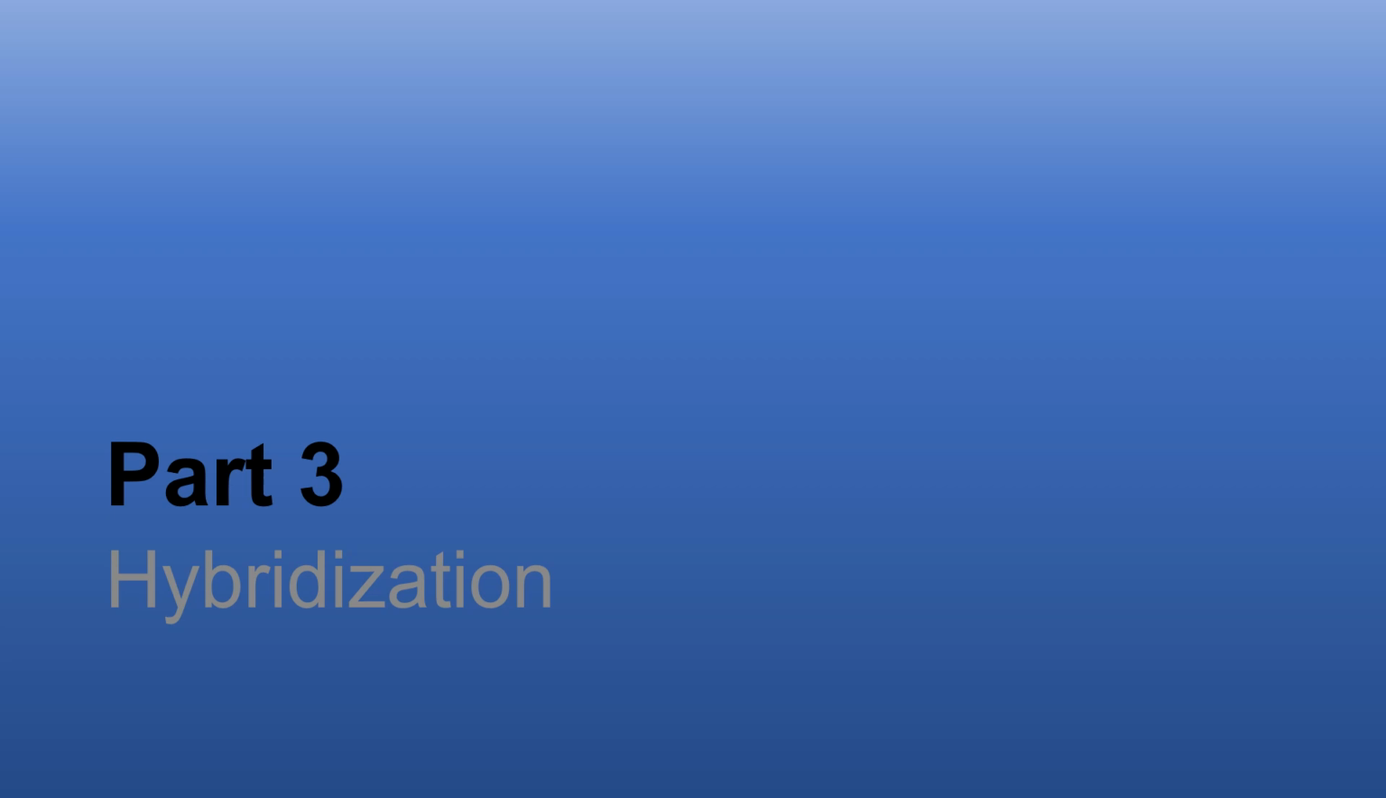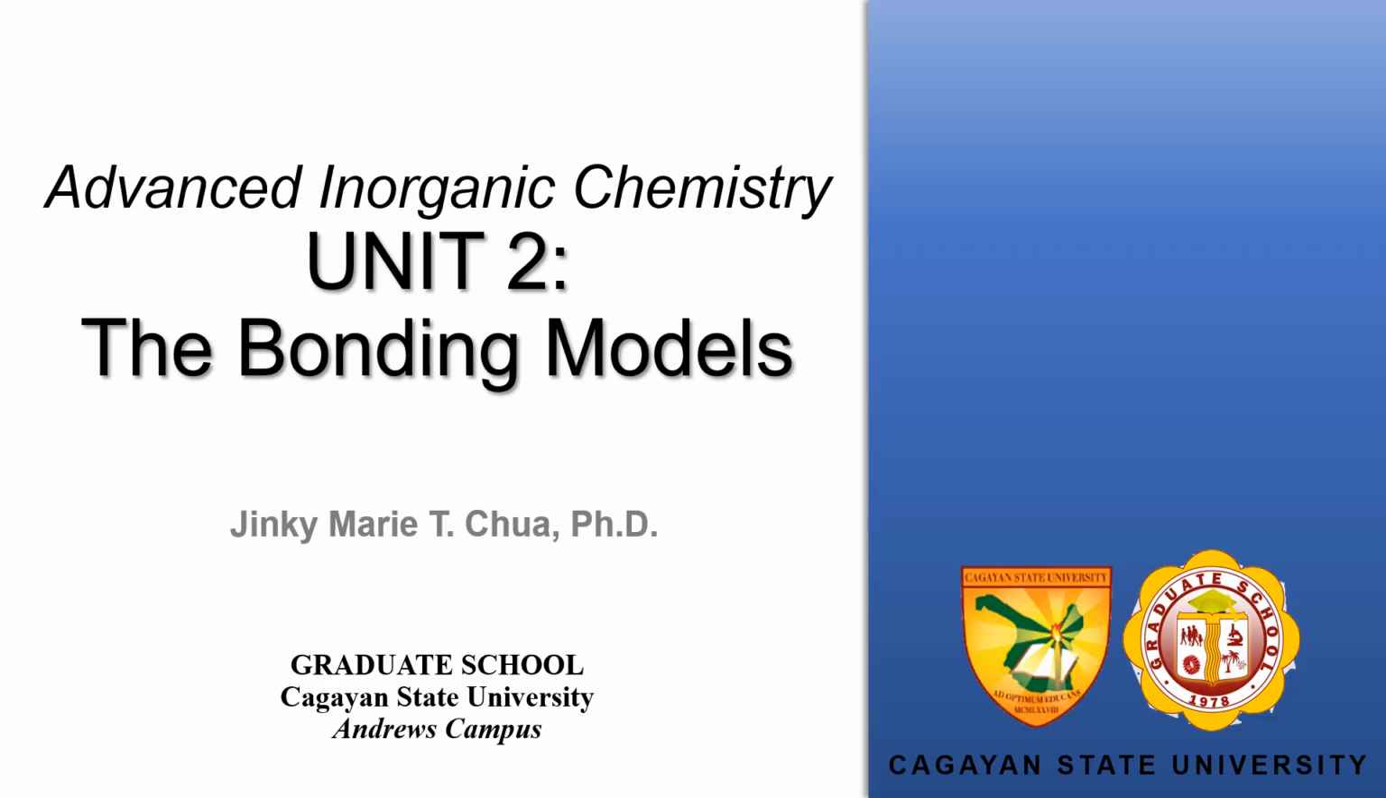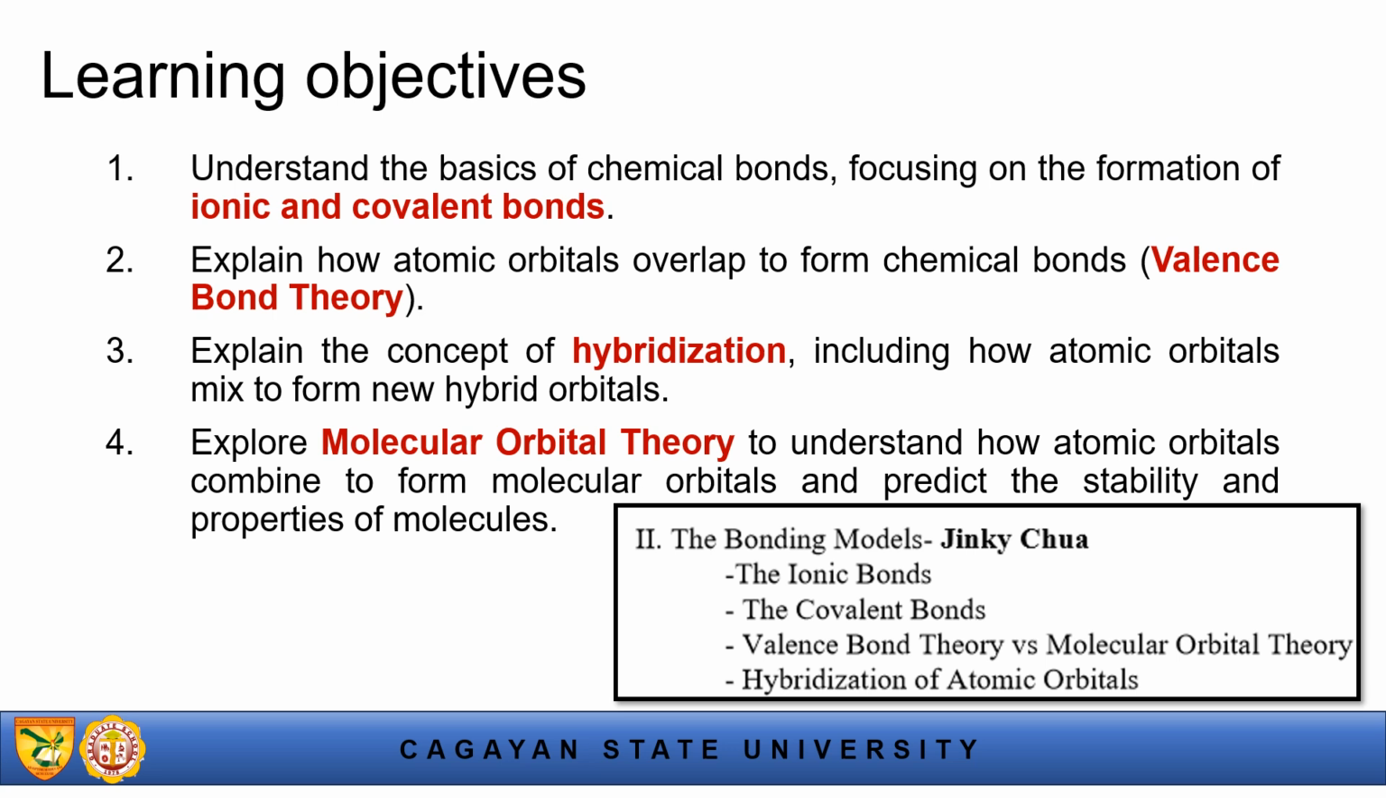So now we're down to part 3 of our lecture on hybridization. To go back, we are still on the bonding models of our course on advanced inorganic chemistry. And we are now into the third learning objective, which is the explanation of the concept of hybridization, including how atomic orbitals mix to form new hybrid orbitals.